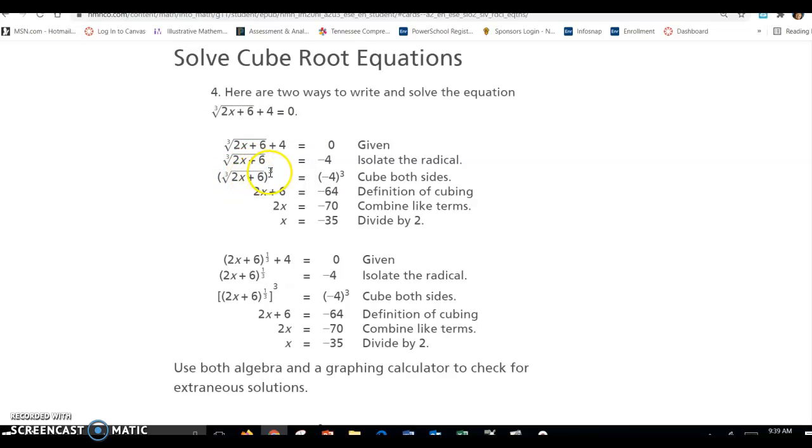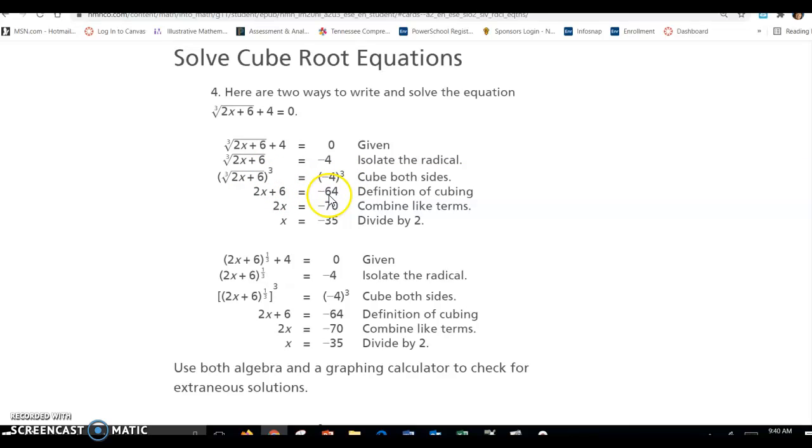And then the cubic power will undo a cube root. So you need to cube both sides of the equation. Remember, when you're solving an equation, you always do the same thing to both sides. Cube root undoes a cube power, so that leaves just the 2x plus 6.